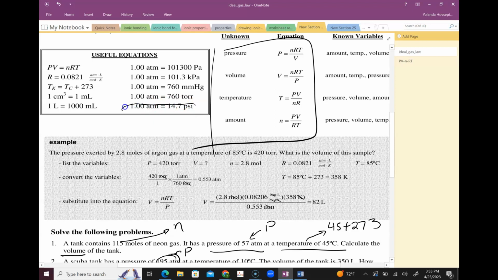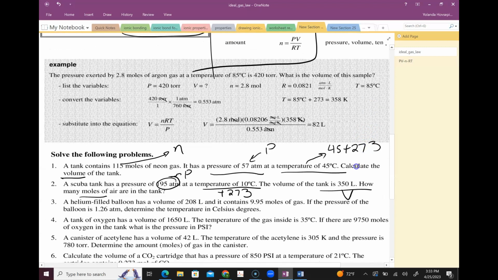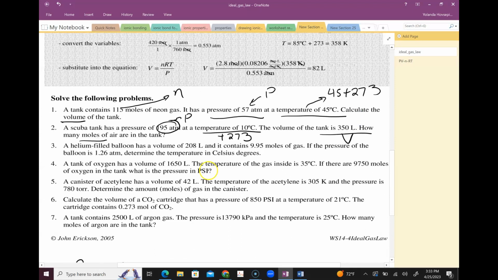We're not going to use PSI. So even though it gives you some PSI problems here, we're not doing PSI. So where it says, what is the pressure in PSI? Just ATM. 850 ATM. We're not using PSI.